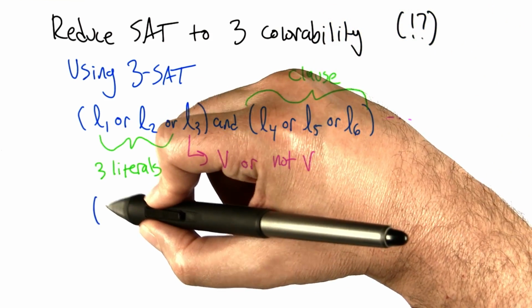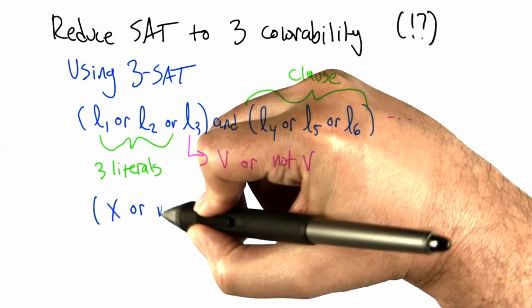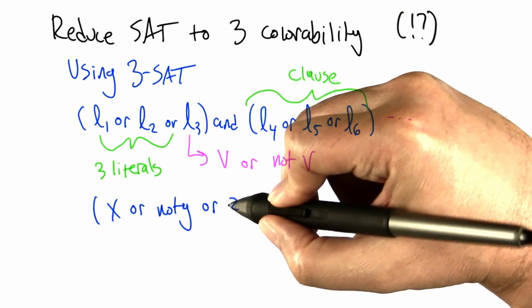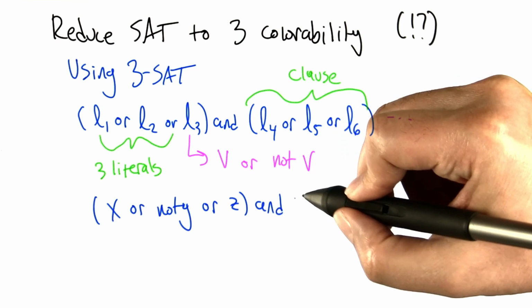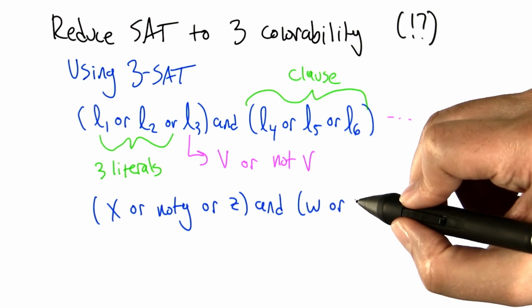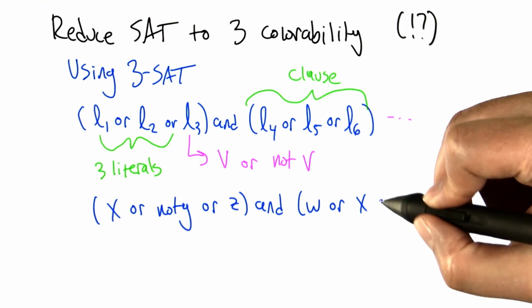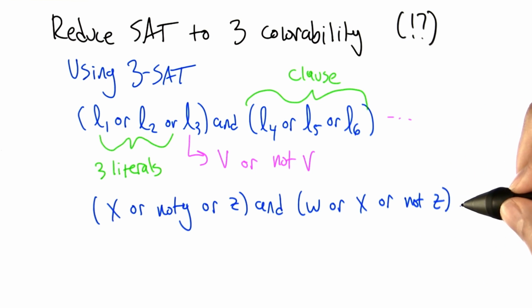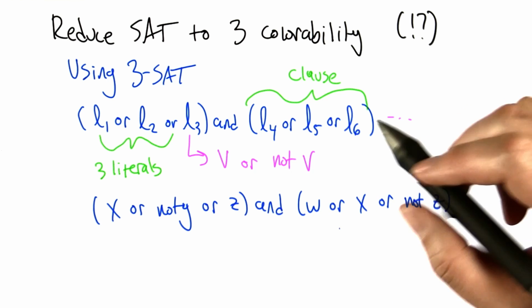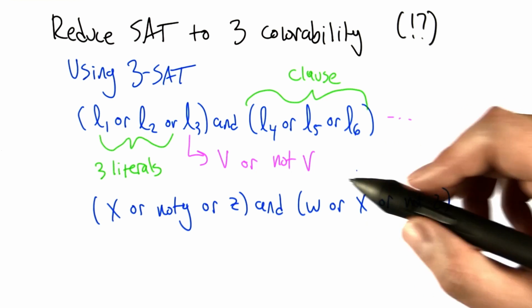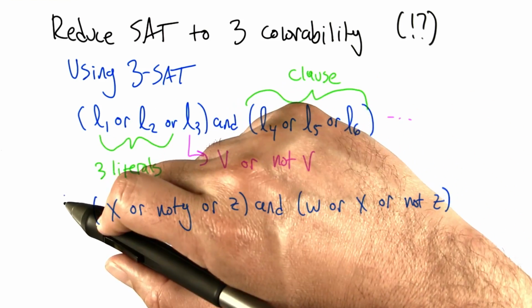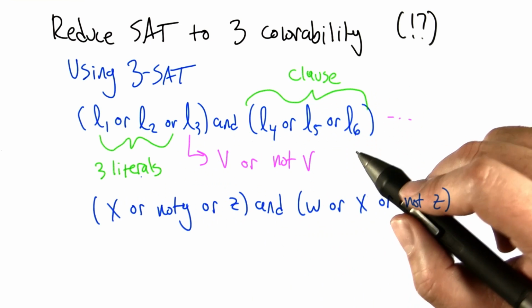So you could have something that looks like x or not y or z, and w or x or not z, and that's a 3-SAT problem. It's not a very hard 3-SAT problem, but it's a 3-SAT problem. And of clauses, each clause has three literals. Each literal is either the name of a variable or not the name of a variable.